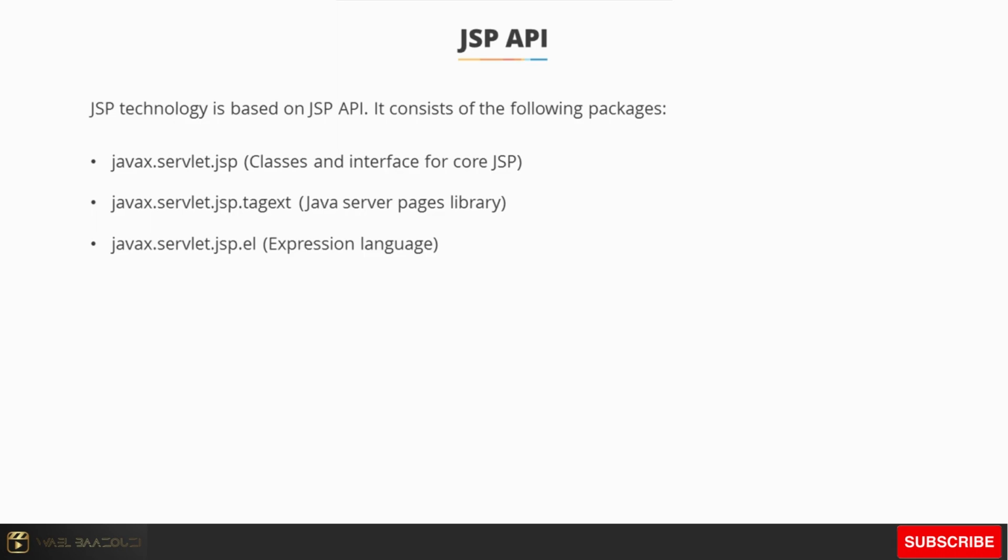JSP technology is based on JSP API. It consists of the following packages. Javax.servlet.jsp, which is the classes and interfaces for core JSP. Javax.servlet.jsp.tagext, the Java Server Pages tag library, and finally the EL or the expression language package.